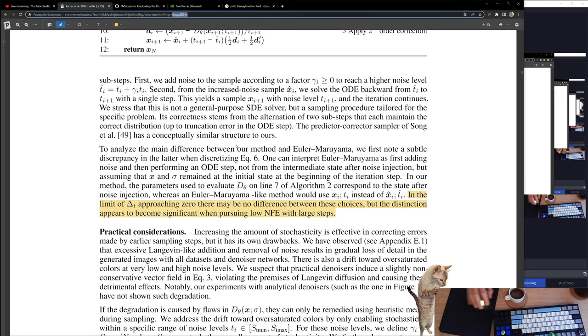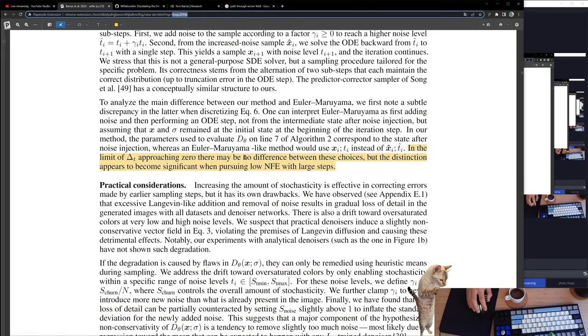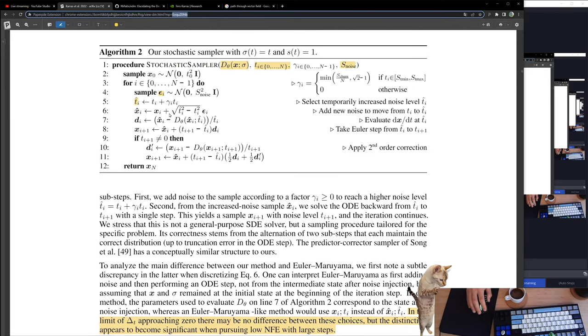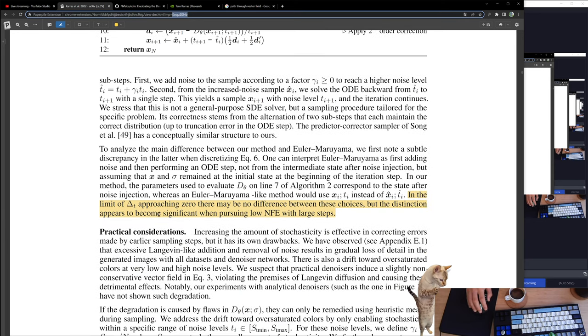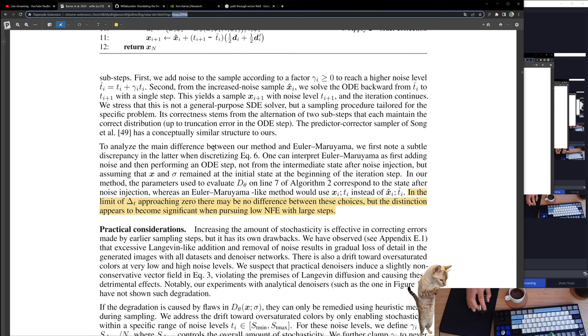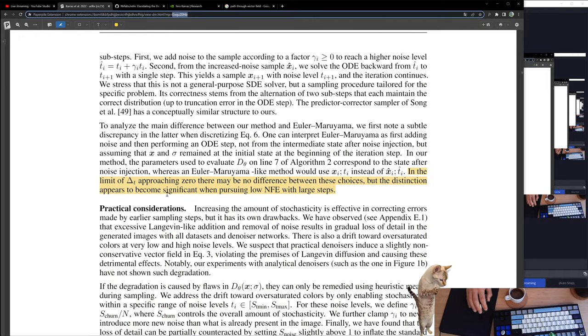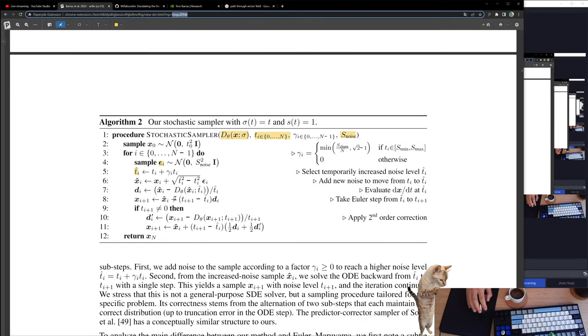Okay, interesting. So basically, they're saying that if you compare this method to the Euler method, if you take a lot of very small steps, then it's basically the same, and you're doing all this extra work for no reason. But if you want to reduce the amount of neural function evaluations, the amount of times you evaluate this denoising function, and take bigger steps, now adding this intermediate noise in between each step actually matters in training.